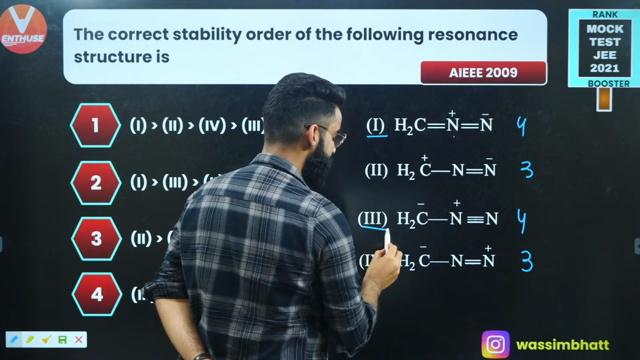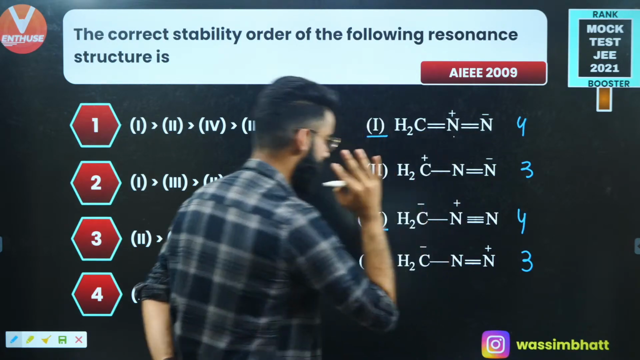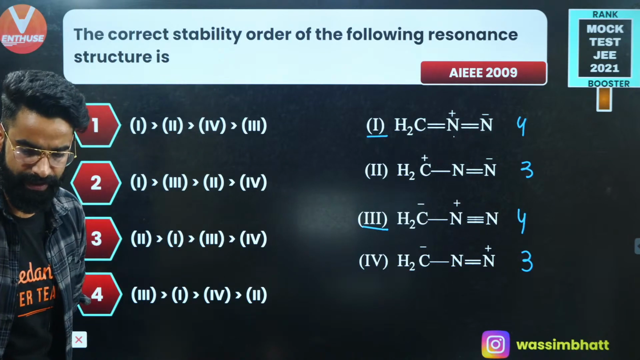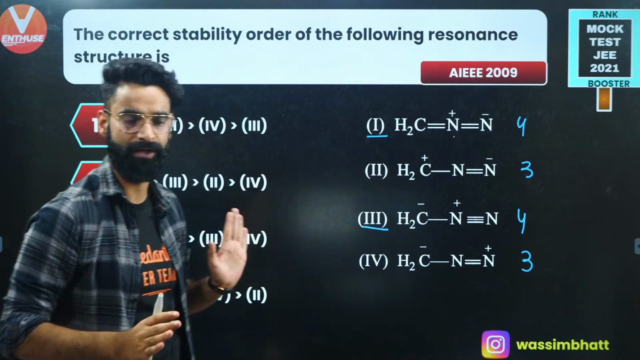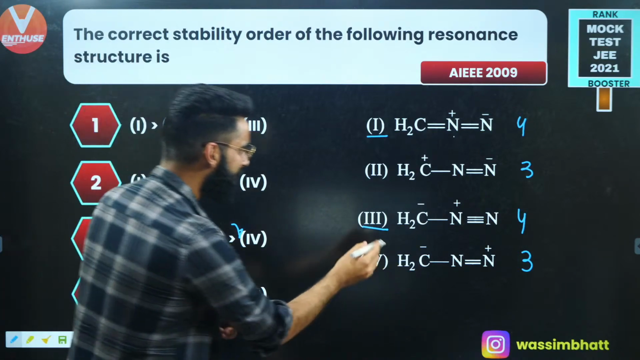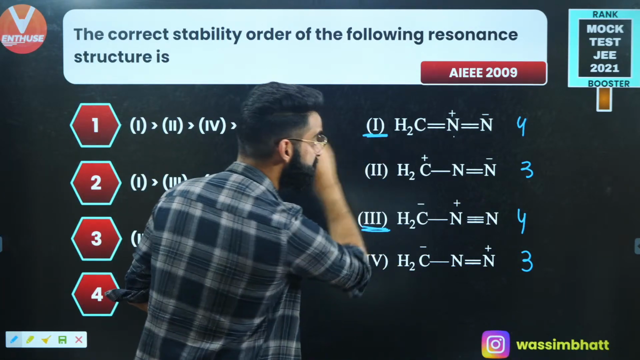So stability of 1 and 3 will be greater than the stability of 2 and 4. This is something which I have got, okay? Stability of 1 and 3 will be definitely greater than the stability of 2 and 4, correct? Now among 3 and 1, which one is more stable?